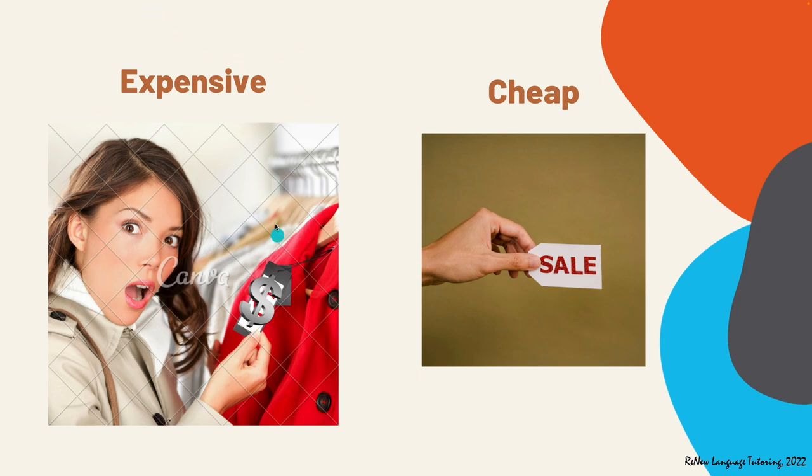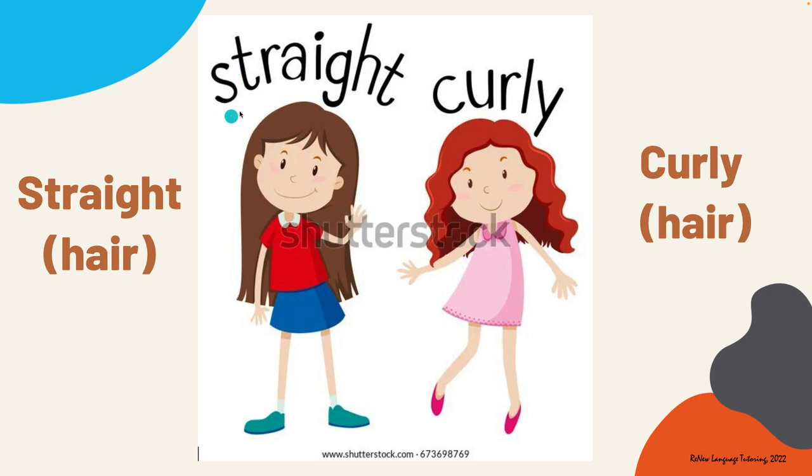Expensive. This jacket is expensive. It costs a lot of money. And cheap. On sale, meaning less money. Expensive and cheap. Then we have straight and curly. And for example, we have hair again. Straight hair, like this, or curly hair, like this.